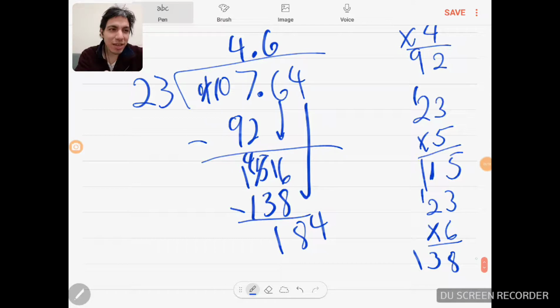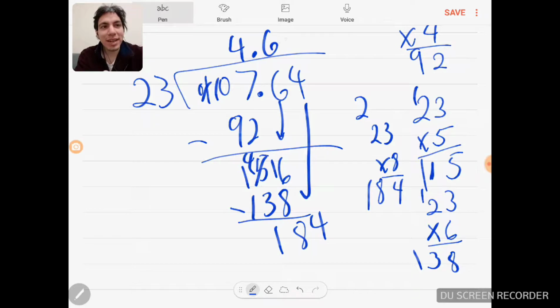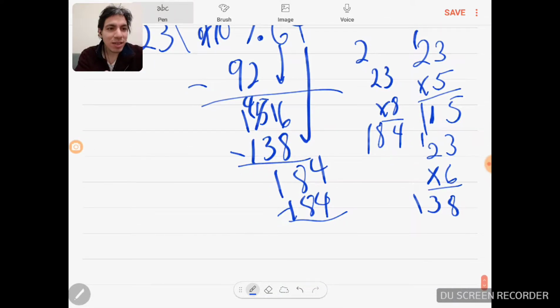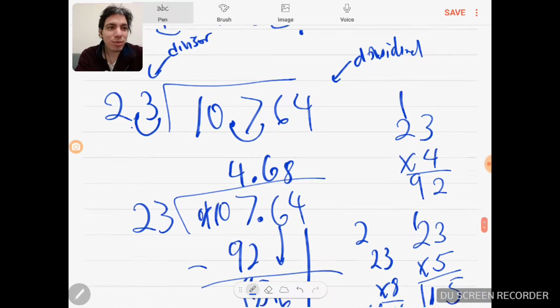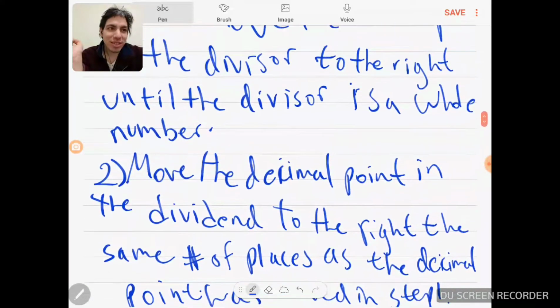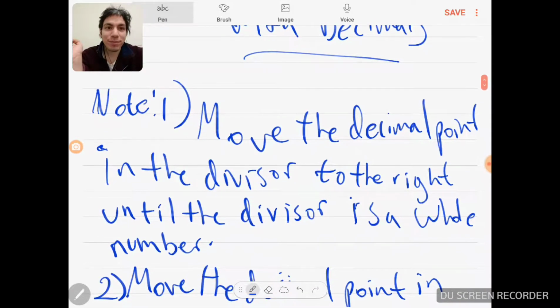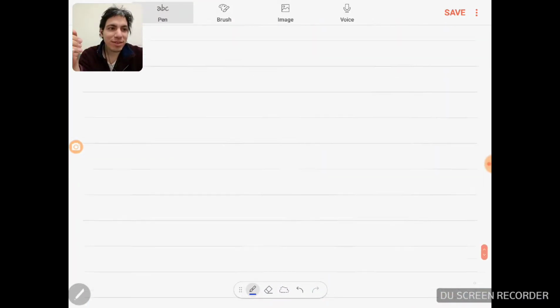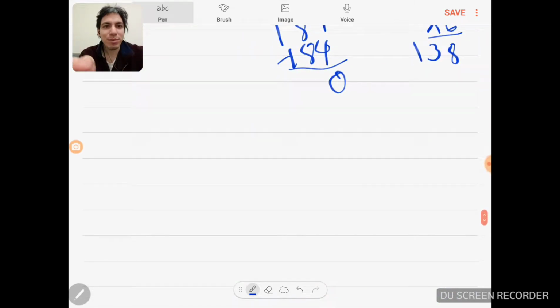Let's take 8. I'm feeling lucky. 8 times 3 is 24. 8 times 2 is 16. Add 2 more, I get 18. So 8. I get 184. Subtract, I get 0. So my answer for this problem is 4.68. Okay. So let's continue on with another example. I'll review it at the end.